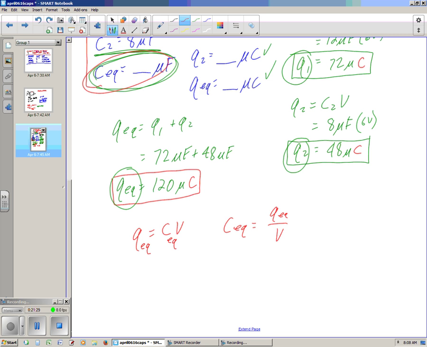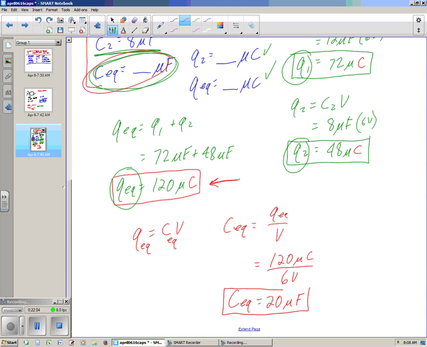So what we're doing here is we're taking this amount of charge, which the equivalent capacitor we determined would hold, divided by the voltage across that equivalent capacitor, and that will give us the capacity of the equivalent capacitor. So what is Q equivalent? Right here it says 120 microcoulombs, and the voltage would be 6 volts. So C equivalent comes out to be 20 microfarads.